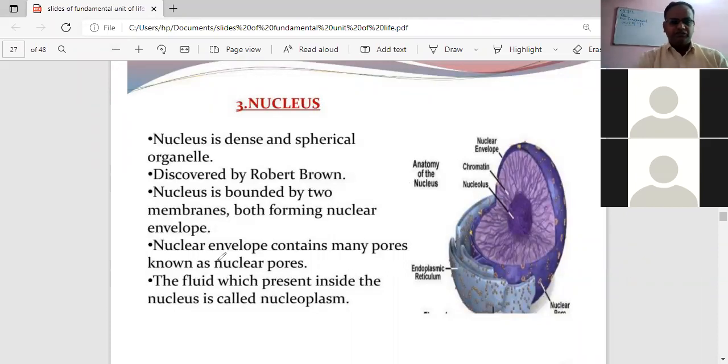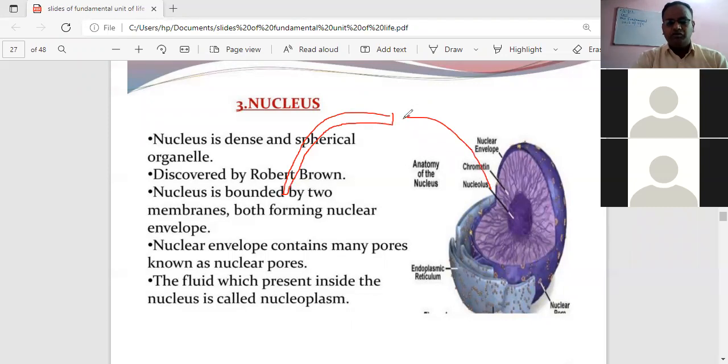So let me just show you with this. Suppose, student, as I told you, the nucleus is a double membrane structure. So suppose we plot it like this. Okay, so these are the two membranes of the nucleus. Like this it is present, and it is not a continuous one.